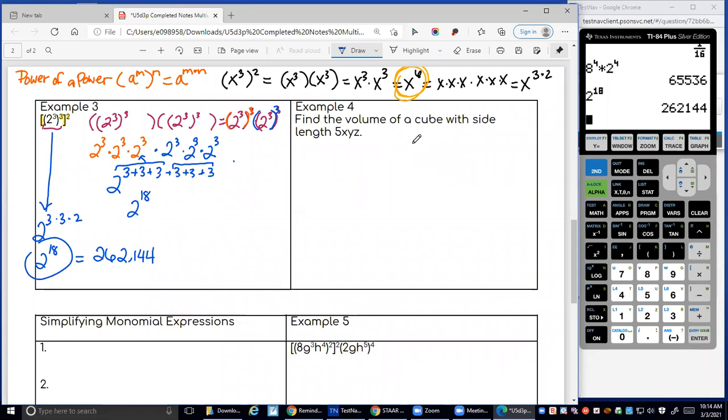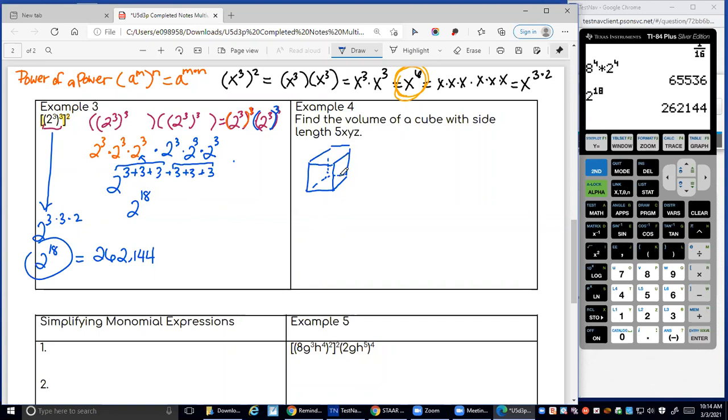All right, ladies and gentlemen, let's go ahead and discuss example 4. Go ahead and type in, if you know, what is the formula for the volume of a cube? Okay, volume of a cube. And that's my best attempt at a cube. Okay.